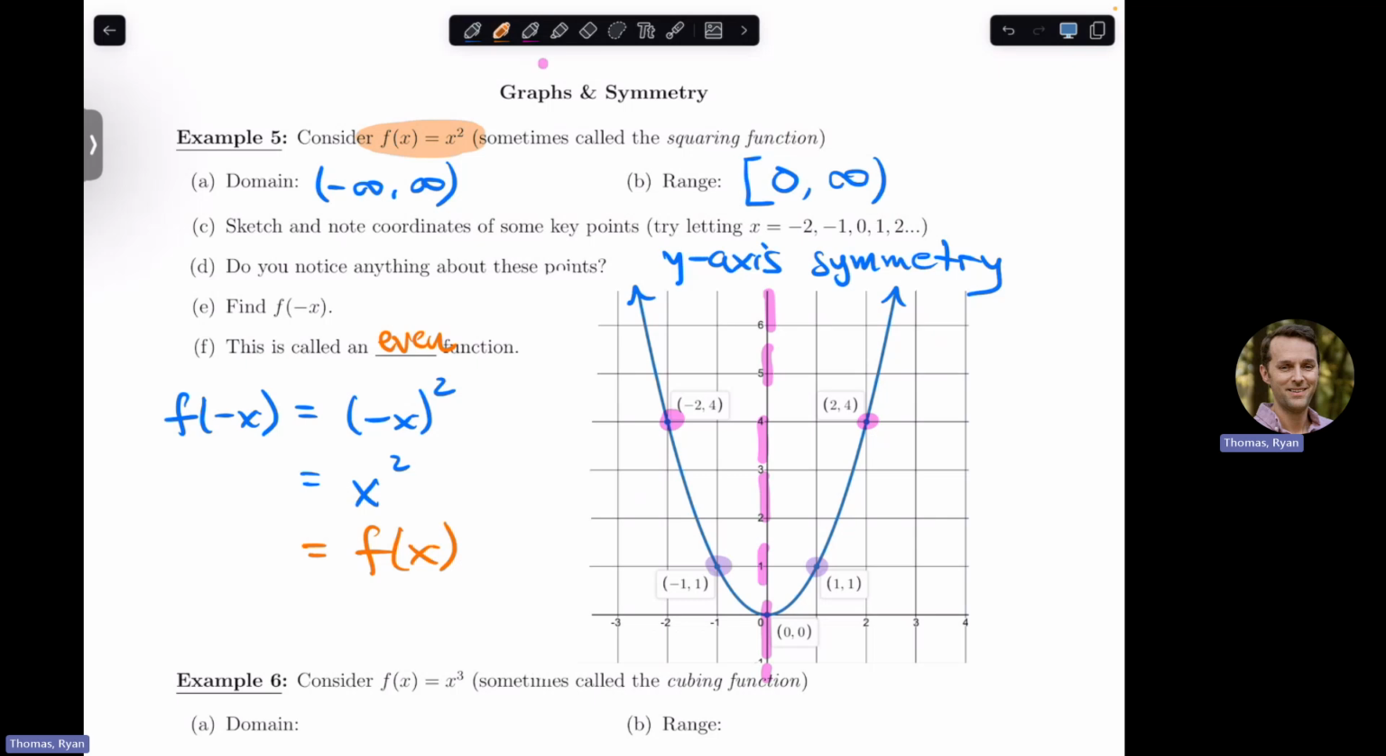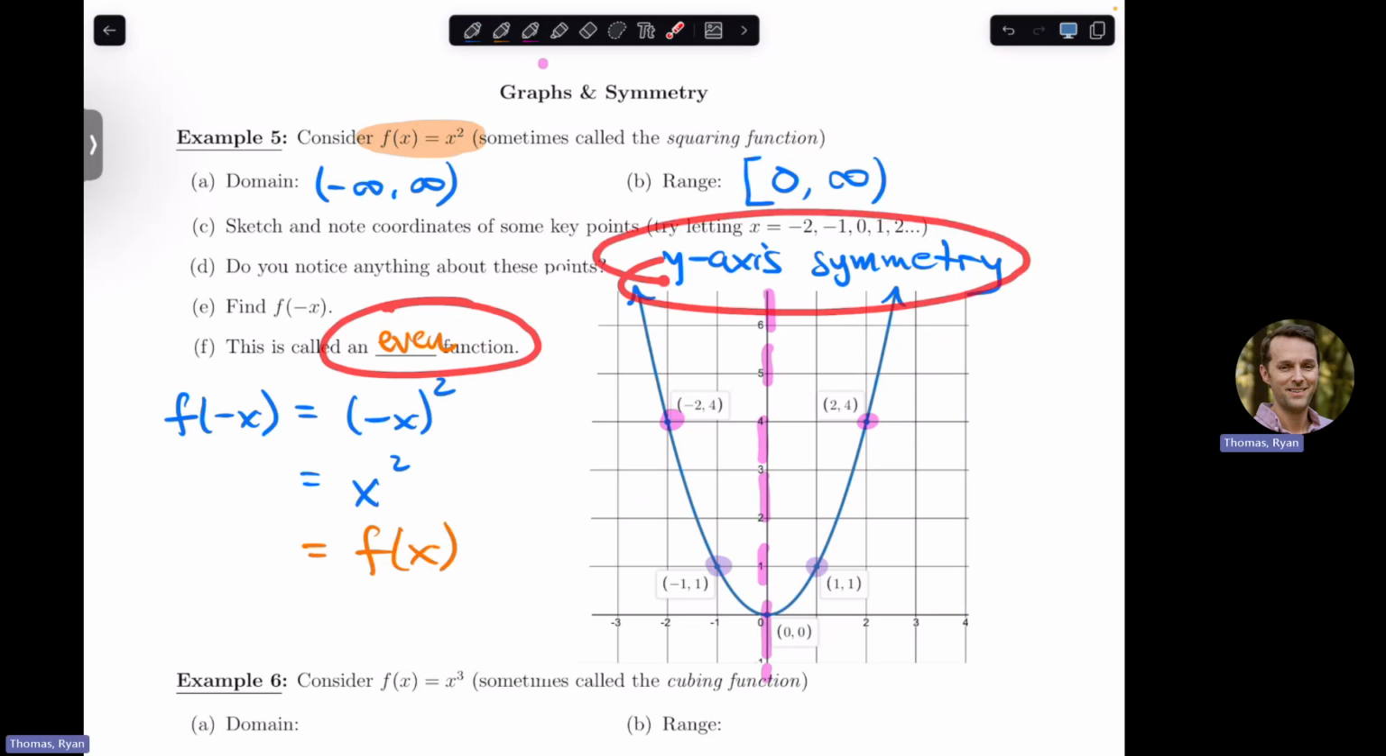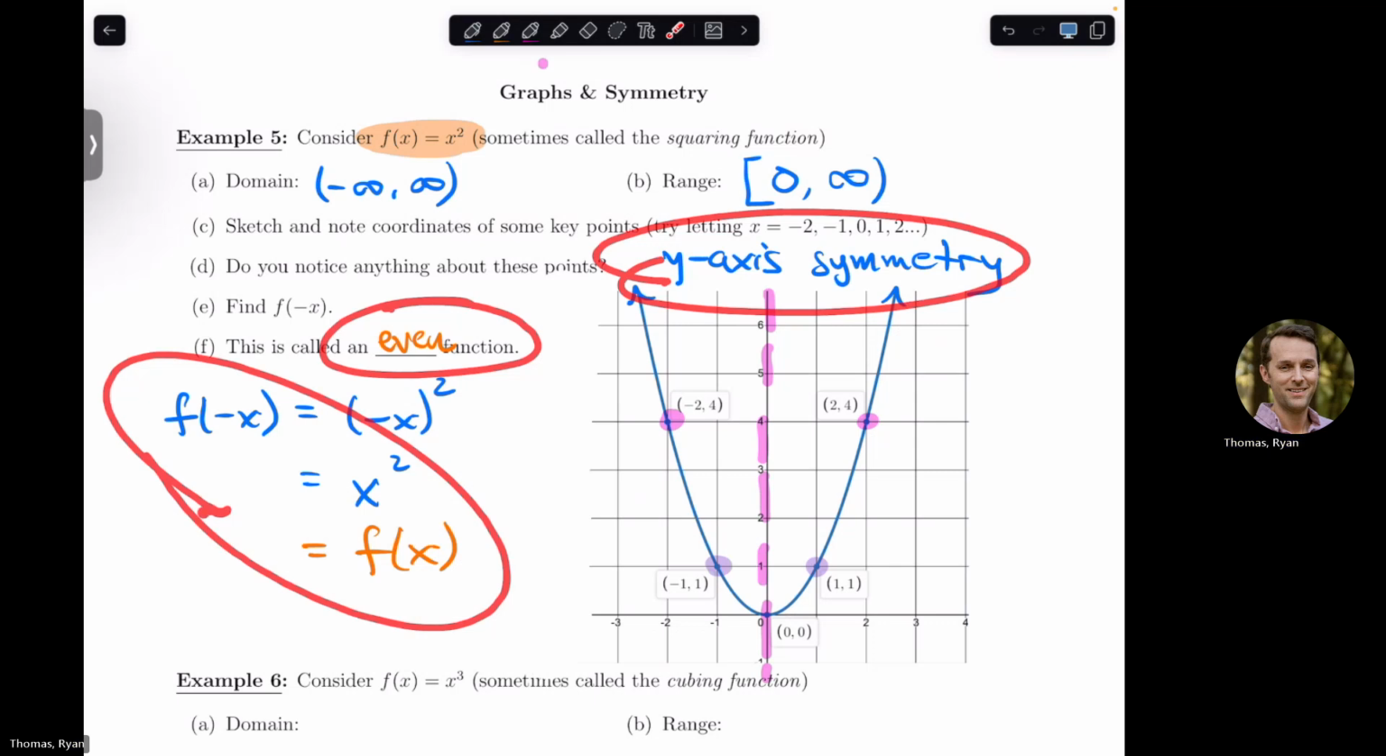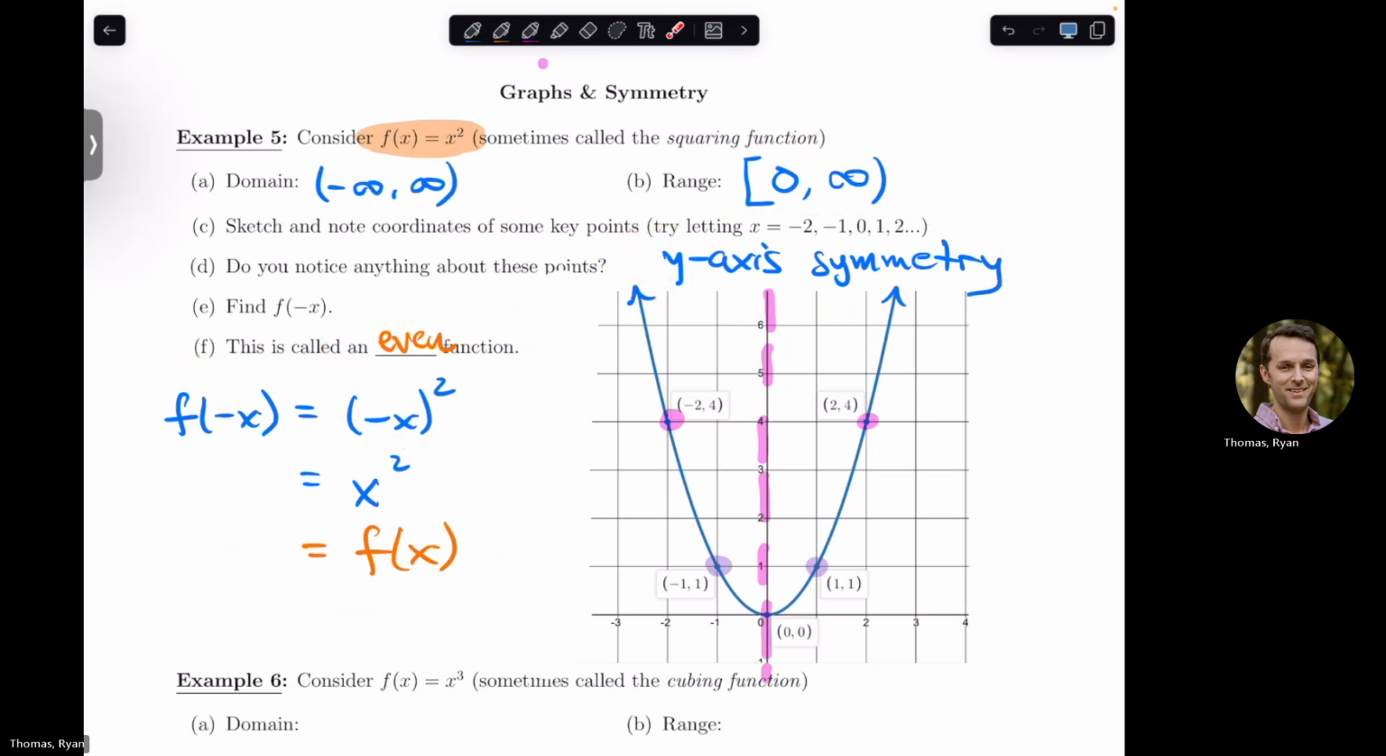Back on the front page of the notes, that's one of the definitions that we had left off until later. It's later now, so you can go fill that in. Even functions always have y-axis symmetry, which means they also always have this property, that f of negative x and f of x are the same. Questions so far?